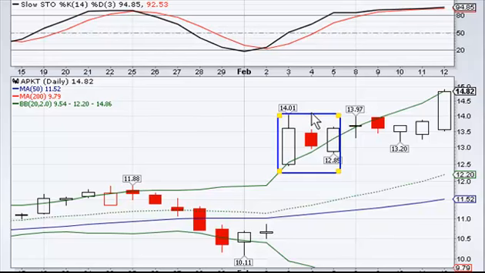Like I said, in this particular case, it's to the upside. You have an up day, followed by a down day, followed by another up day. Had this been a down day, followed by an up day, followed by a down day, it would be to the downside. But this particular one is in favor of bulls, so let's look at it.